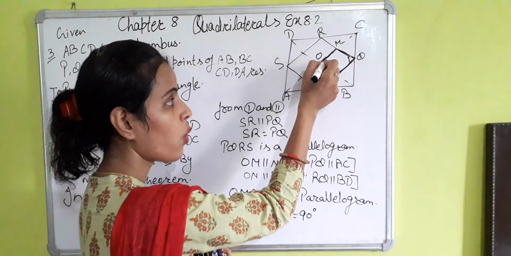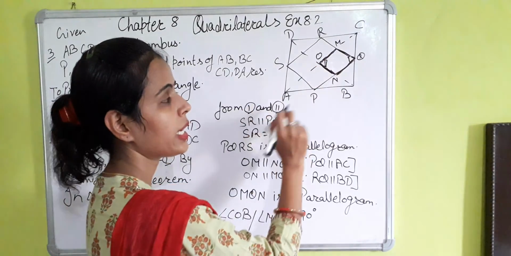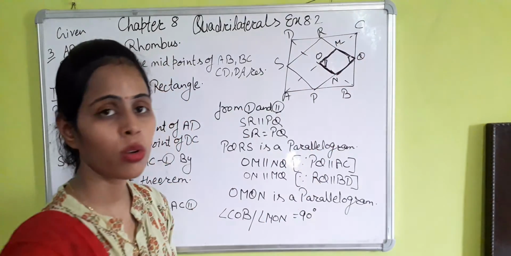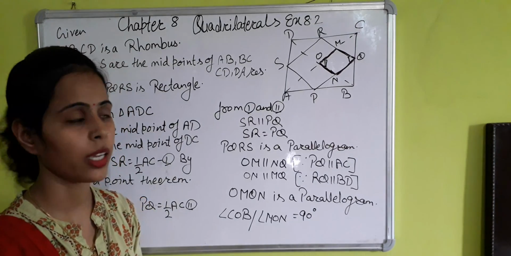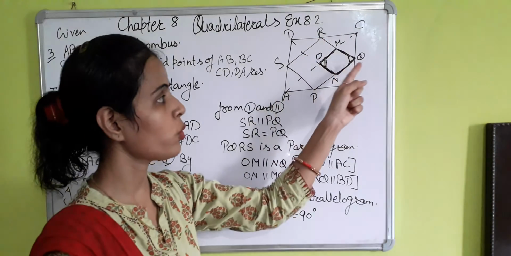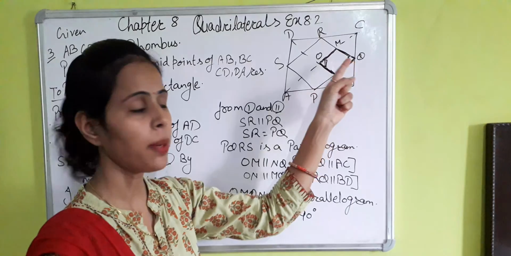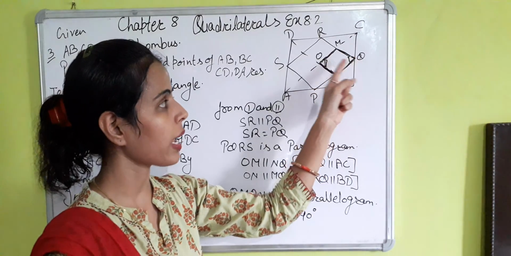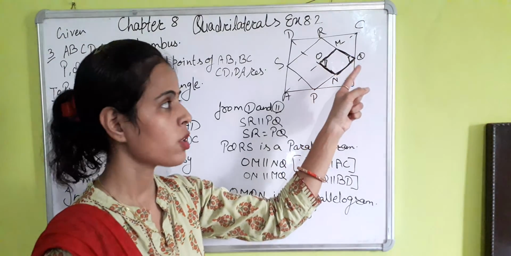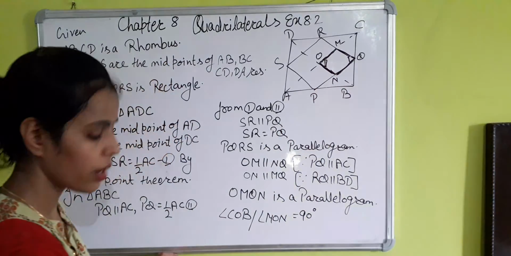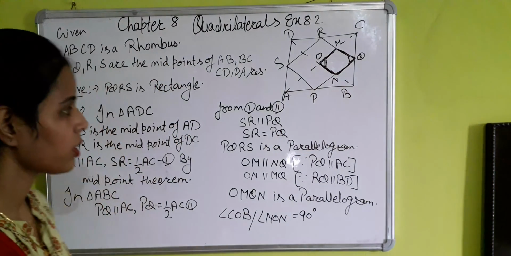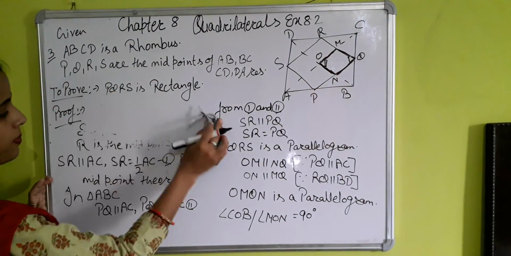If this angle O is of 90 degrees, then angle Q is also of 90 degrees because OMQN is a parallelogram and in a parallelogram opposite angles are equal. So this angle Q is also 90 degrees. First, may I erase this?